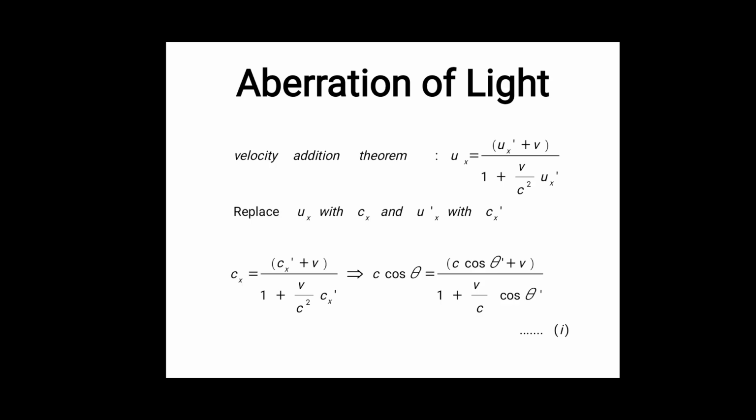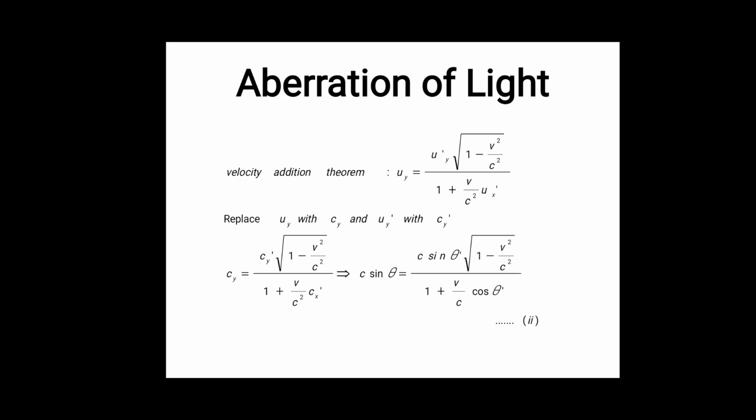According to the velocity addition theorem, for x components of velocity of a body, ux is equal to ux dash plus v, whole divided by 1 plus v upon c square ux dash. Replace ux with cx and ux dash with cx dash, and put the values of cx and cx dash from previous slides. We can obtain a relation for c cos theta.